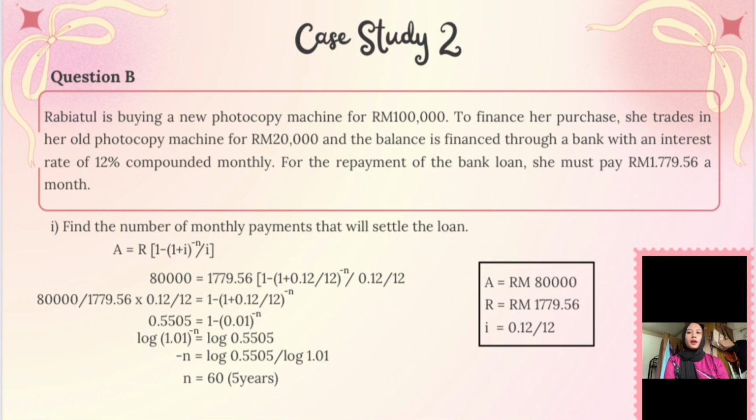To remove the power of negative n, we take logarithm on both sides. So, log of (1.01)^(-n) equals log of 0.4495. Using the logarithm rule, negative n times log 1.01 equals log 0.4495. Now, we divide both sides by log 1.01, so n equals 60. Therefore, the number of monthly payments is 60 months, which is equal to 5 years.